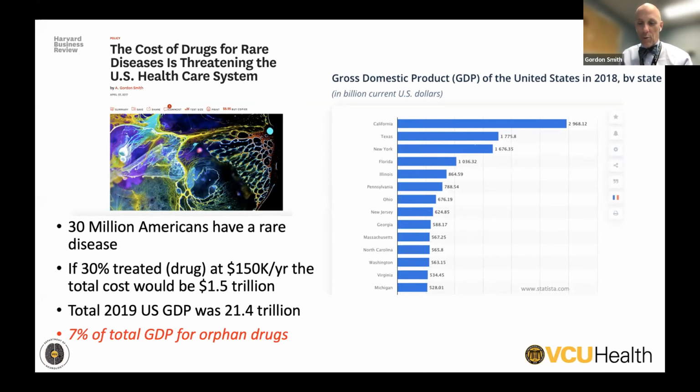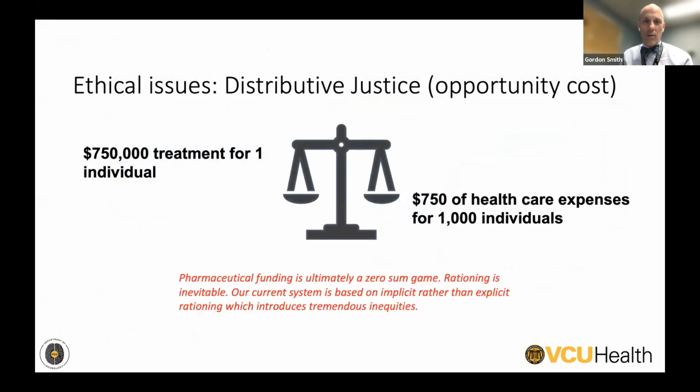So it would be like all the work you and I are doing, and add in another state, Georgia, just to fund rare disease drugs. So I do think this is a significant issue for us, and it raises a lot of questions. One is the ethical concept of distributive justice, and another way of thinking about this is opportunity cost.